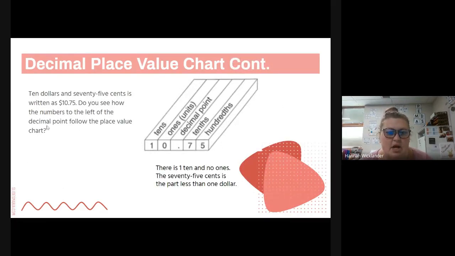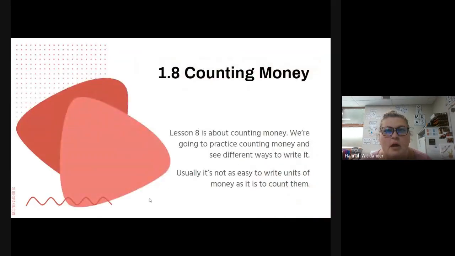$10.75 is written as $10 decimal 75. So you're going to always put your change starting in the tenths and then the hundredths, and then the decimal, and then you would just put your numbers in like normal. So that was lesson 1.7. That's why there's no homework assignment, because it's super quick and fast.